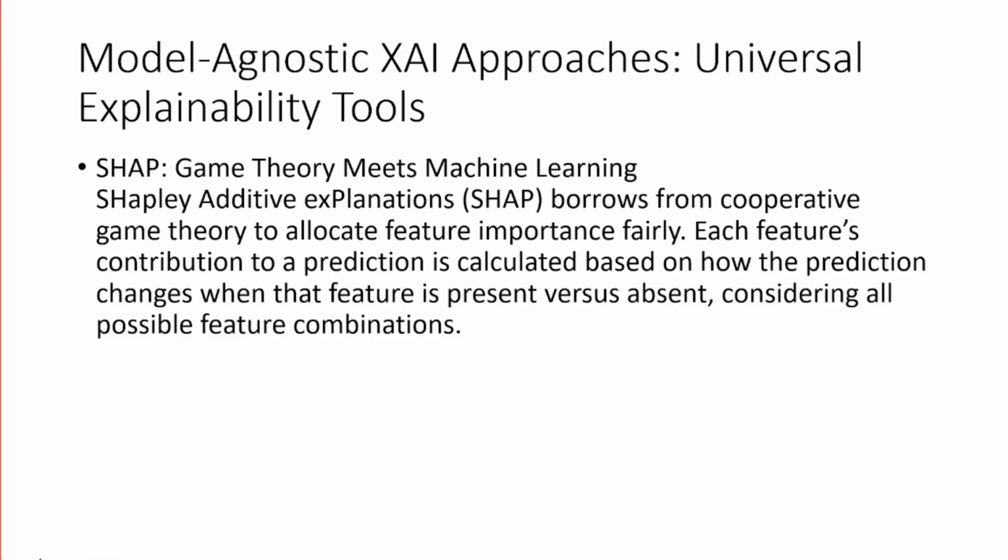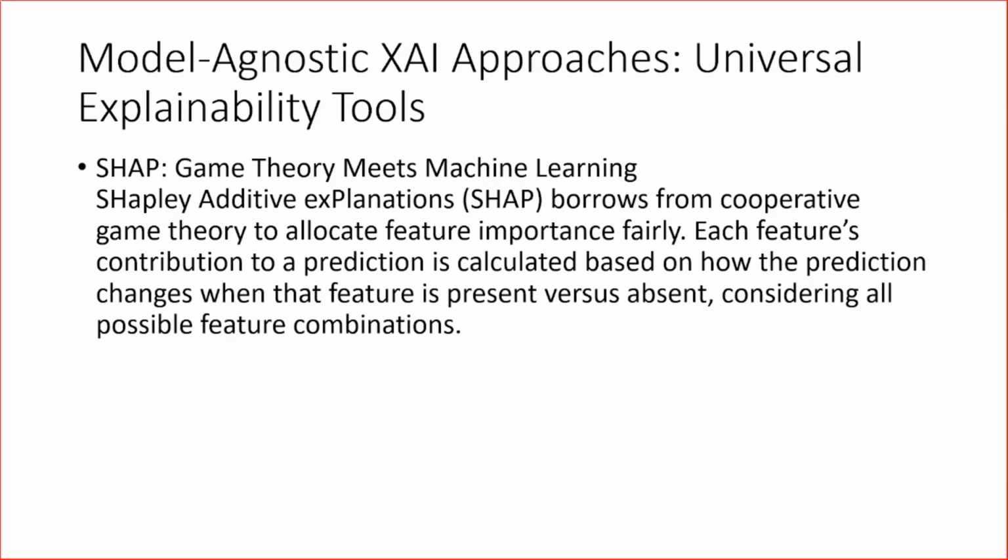Next, we'll go to SHAP. SHAP takes inspiration from game theory to allocate feature importance fairly. SHAP is short for Shapley Additive Explanations. Each feature's contribution to a prediction is calculated based on how the prediction changes when that feature is present versus absent, considering all possible feature combinations.